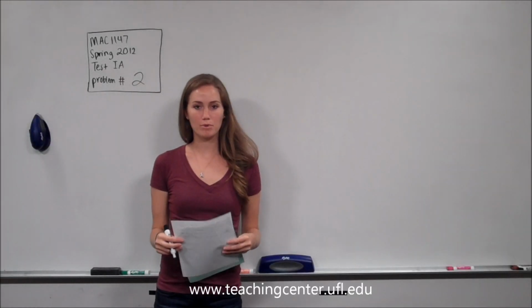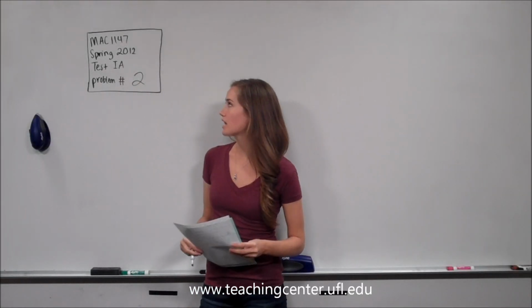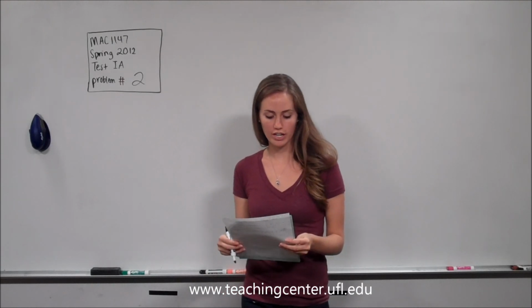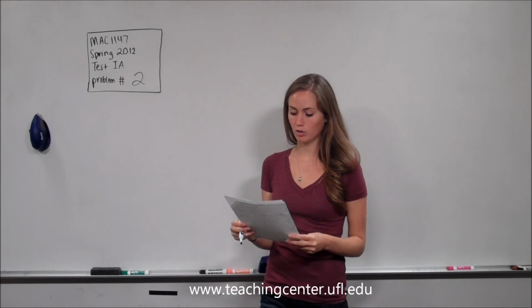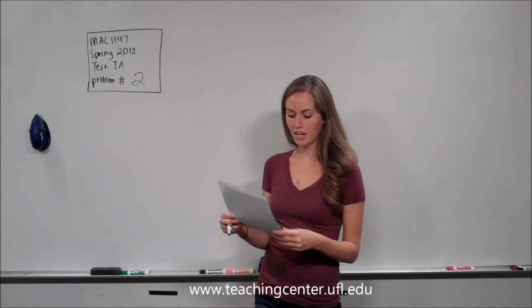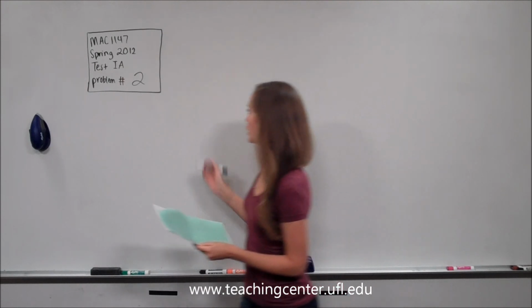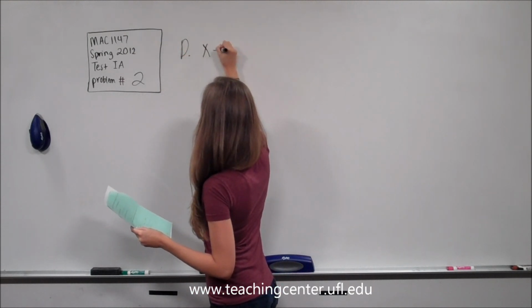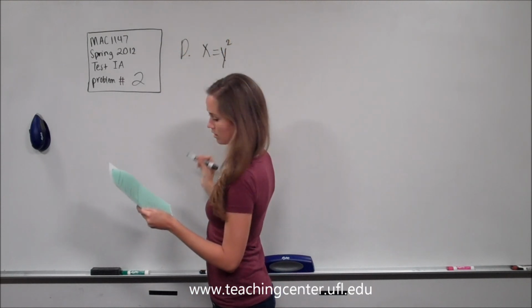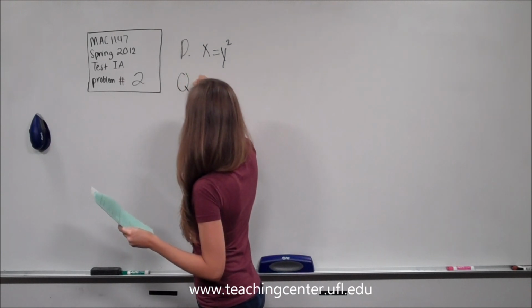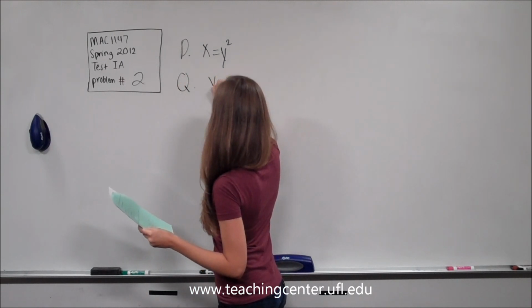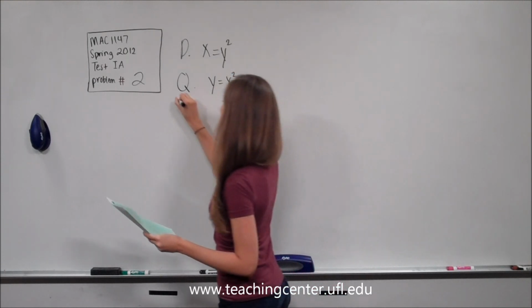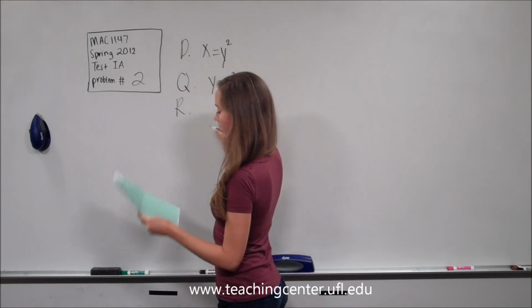Everybody, we are doing problem number 2 for MAC 1147, Spring 2012, Test 1A. The question is, which of the following graphs has symmetry with respect to the x-axis? The graphs they give us are P: x equals y squared, Q: y equals x squared, and R: x plus y equals 0.